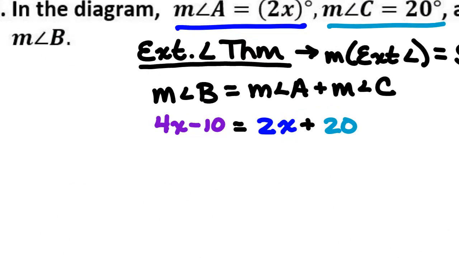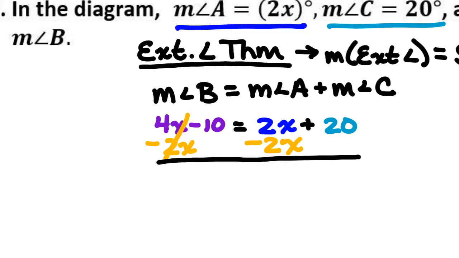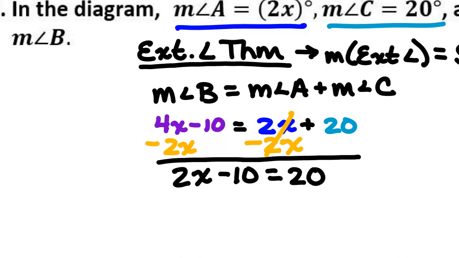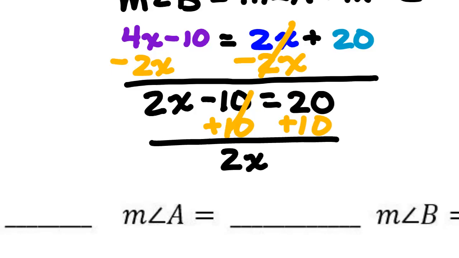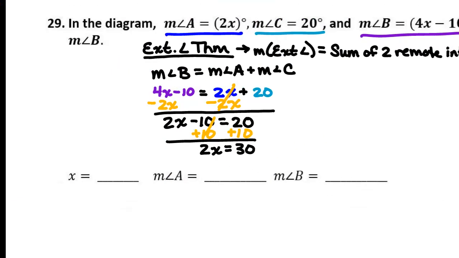So the first thing I'm going to do to solve this for x is get my x's to the same side. So I'm going to subtract 2x from both sides. Oh, sorry, I put my cross through the wrong thing. It's going to cancel out with the 2, not with the 4. 4x minus 2x gives me 2x minus 10 equals 20. Then I'm going to add 10 to both sides. So I get 2x equals 30.